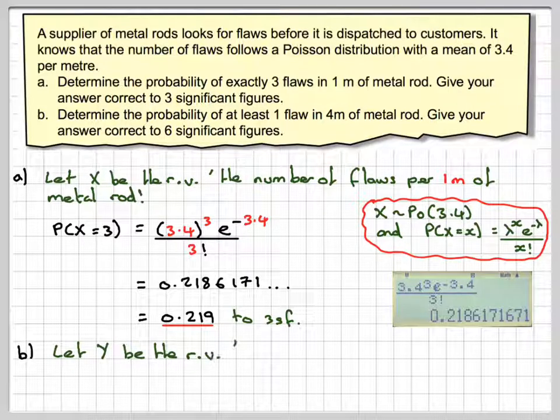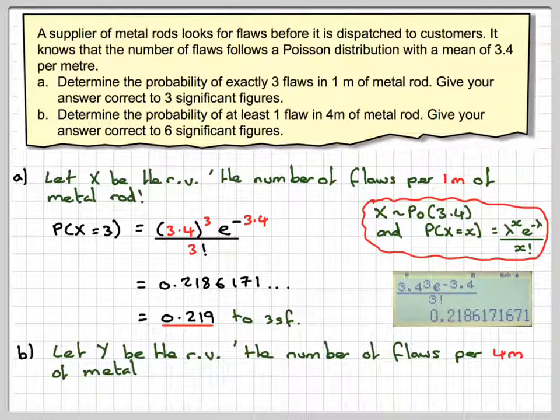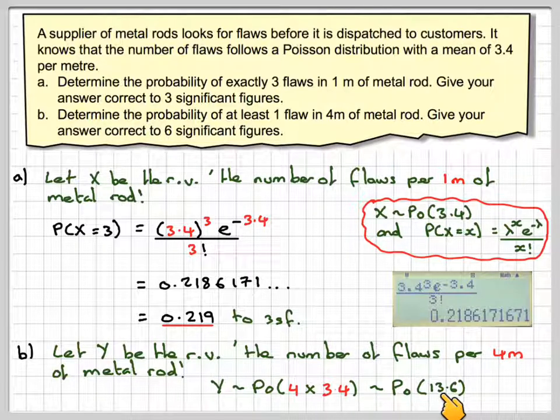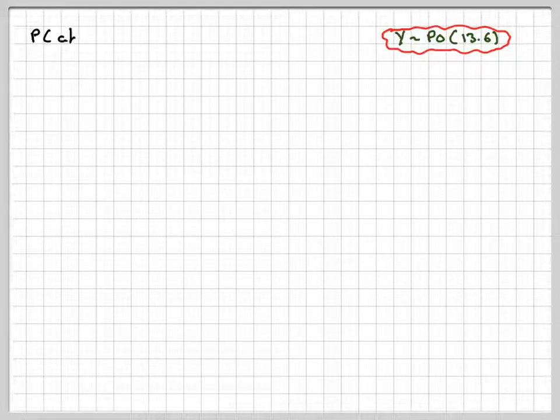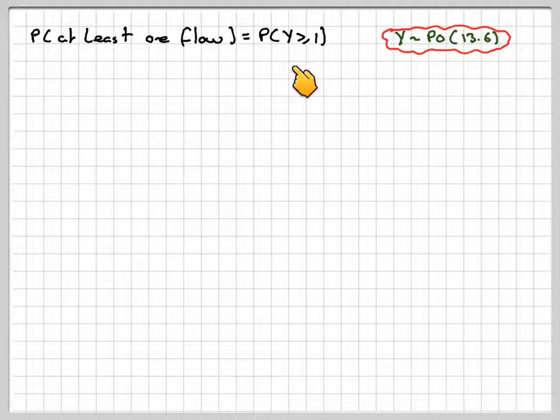Right, now we've got to determine at least 1 flaw in 4 metres of metal rod. So we're going to let Y be the random variable of the number of flaws per 4 metres of metal rod. Now, the unit interval changes from 1 to being 4. And therefore, Y will follow a Poisson distribution of 4 times the mean in 1 metre. Therefore, Y will follow a Poisson distribution of 13.6. Now, these tables probably don't exist in A-level, so we're going to use GeoGebra technology in order to solve this problem. And we will solve it to 6 significant figures. So, Y is Poisson 13.6. We want the probability of at least 1 flaw, which is the probability that Y is greater than or equal to 1. And we do that by doing 1 minus the probability that Y is equal to 0.